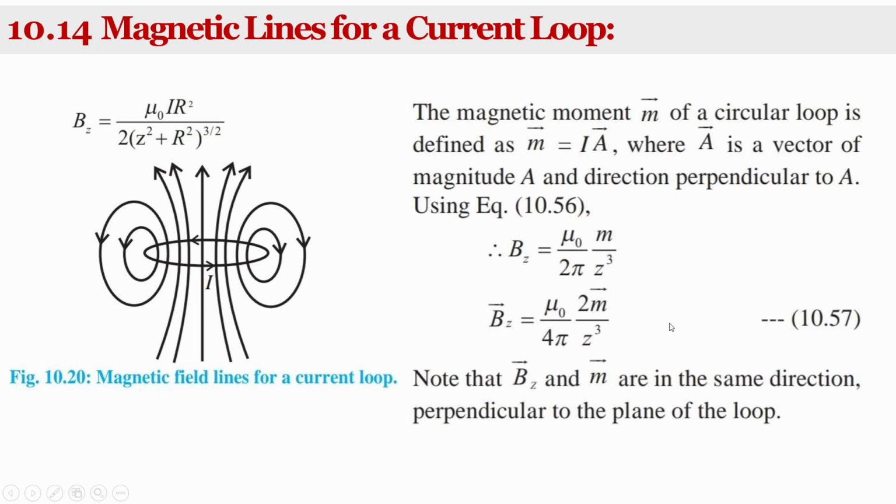Okay, so this is the electric field at an axial point of an electric dipole. So there is a similarity between the magnetic dipole and the electric dipole, or the magnetic field and the electric field.